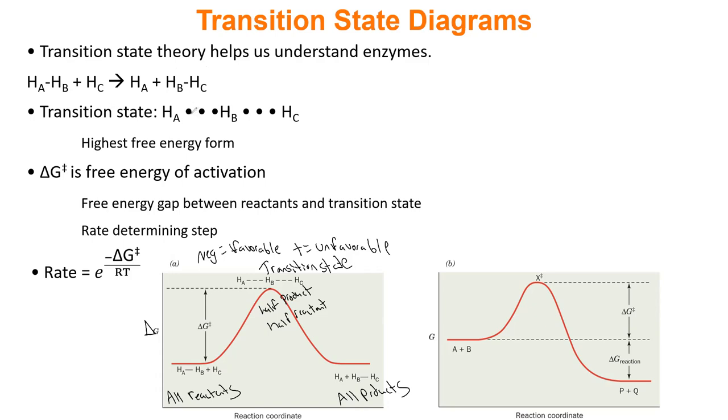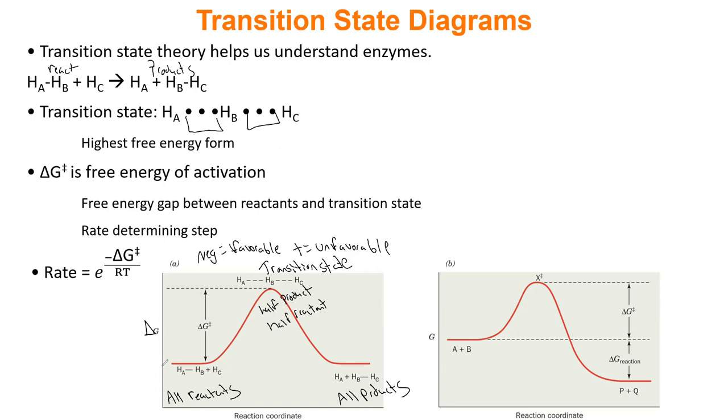Therefore, our transition state is halfway between these two states, if this is our reactant and our products. So in our transition state we have a partial covalent bond between A and B, and a partial covalent bond between B and C. Very high energy, unfavorable. We're not fully bound to anything. So that's where our transition state is.